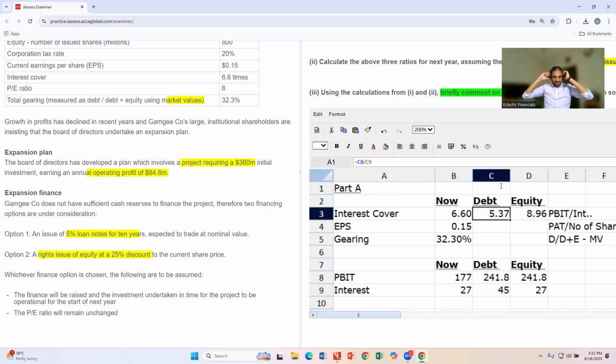I'm sorry, I repeat my words. Interest cover ratio decreases. That means the proportion of interest increases at a higher rate as compared to the proportion of profit increase. So overall interest cover decreases. On the other hand, with equity finance, that means no interest.